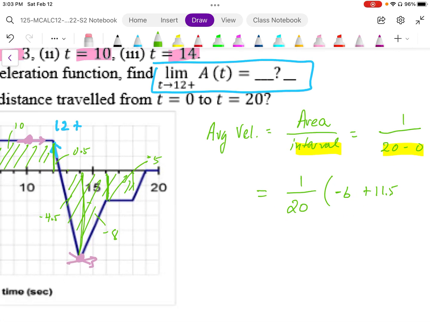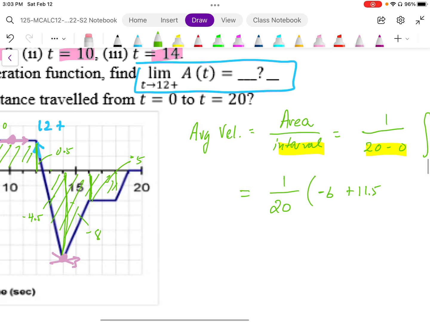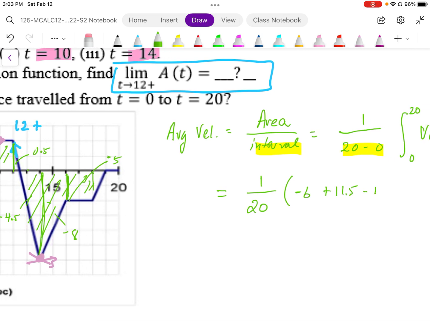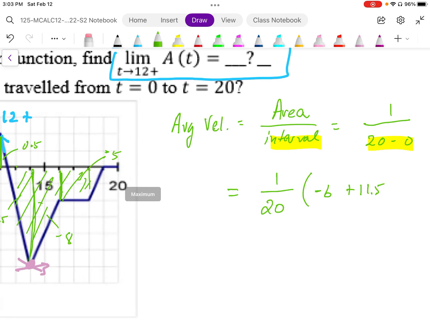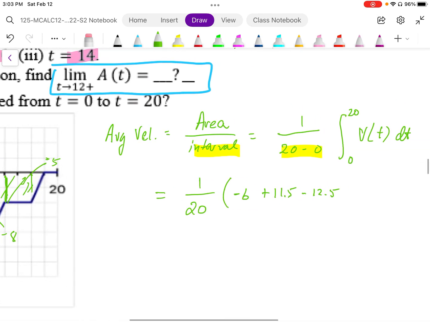Okay, and then we end up with negative 4.5, negative 8, so I'm going to go negative 12.5. And then we also have that last trapezoid there, and that's going to be negative 5. So that is my total displacement. Then we're going to divide that by the total time, which is 20 seconds. Calculating this all, it ends up being negative 12 meters over 20 seconds. That works out to be negative 0.6 meters per second.